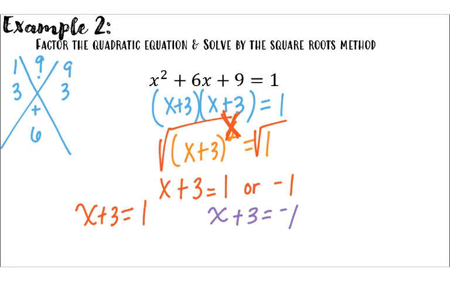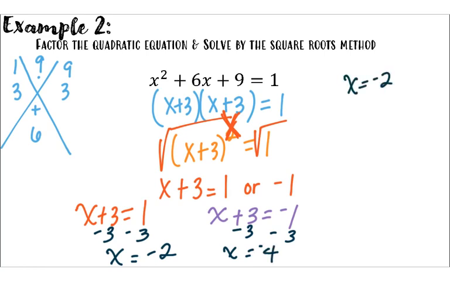Solving my first equation, I obtain a solution of x equals negative 2. Solving my second equation, I obtain a solution of x equals negative 4. So my options are x can be equal to negative 2 or x can be equal to negative 4.